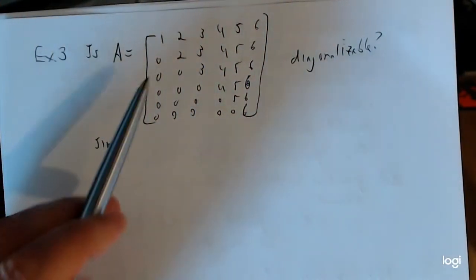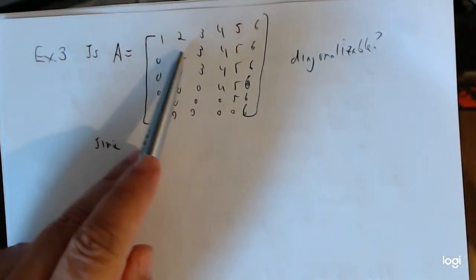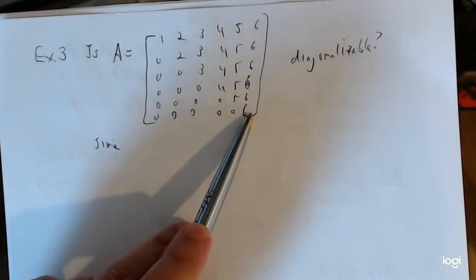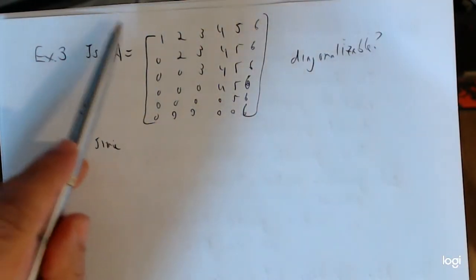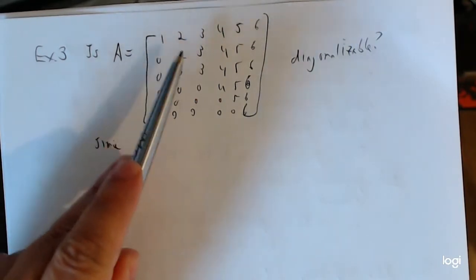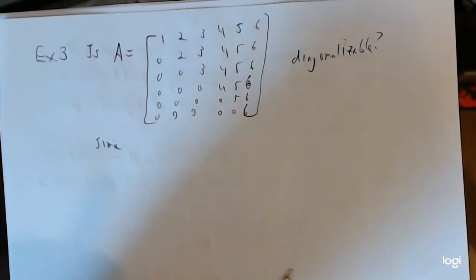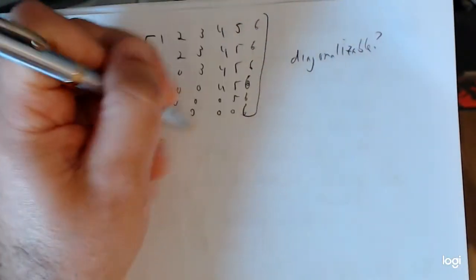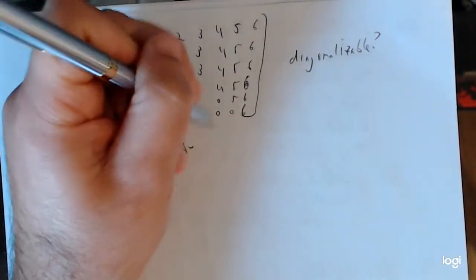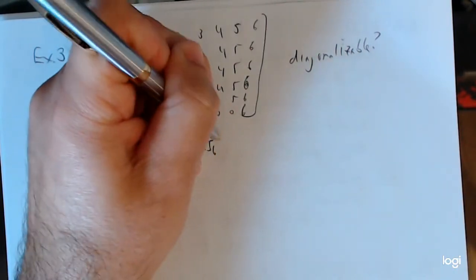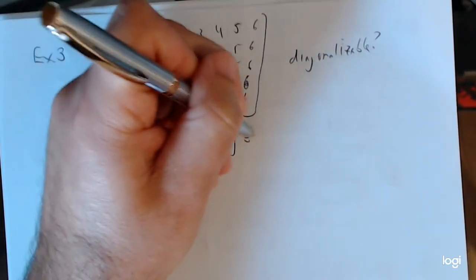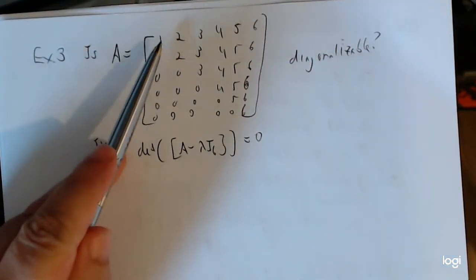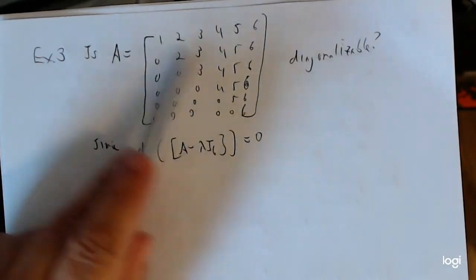The good news is, it's a triangular matrix, right? And what is it that we know about triangular matrices? When you find the eigenvalues, it's just the diagonal entries. So the good news here is that since the determinant of A minus lambda I sub 6 equals 0, my eigenvalues are going to be literally 1, 2, 3, 4, 5, 6. But who cares about the values?